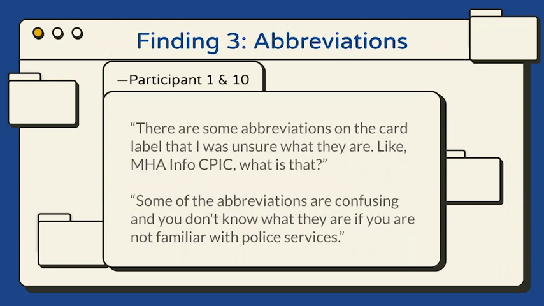The last finding is on abbreviations. Participant 1 commented, there are some abbreviations on this label that I'm not sure where they are supposed to be, like MHA, Info CPIC, what is that? And P10 commented, some of the abbreviations are confusing and you don't know what they are if you're not familiar with the police services. This suggests the current labeling system may need rewording.